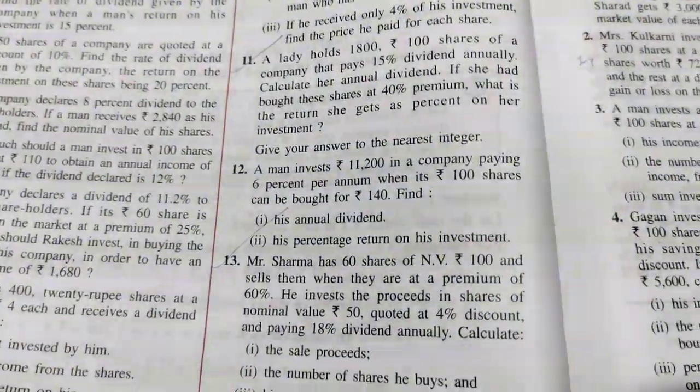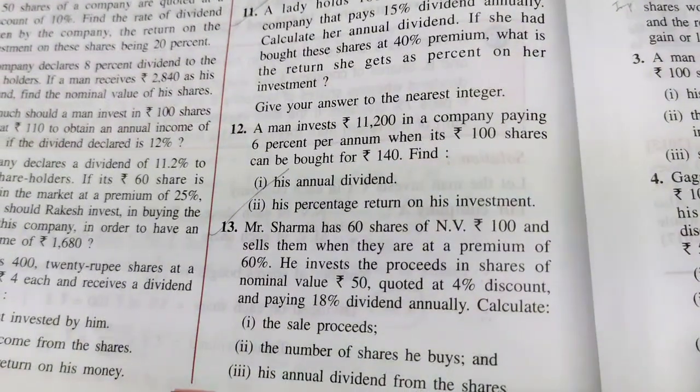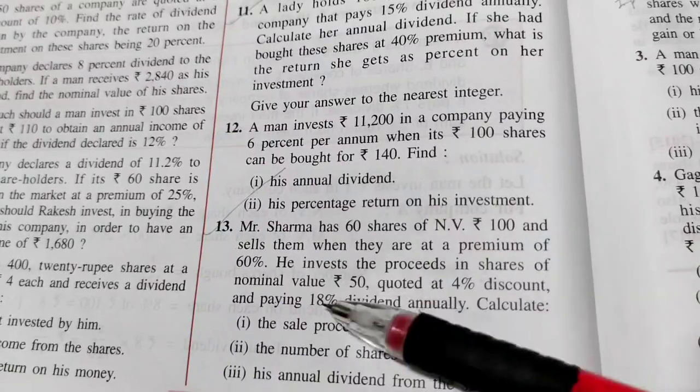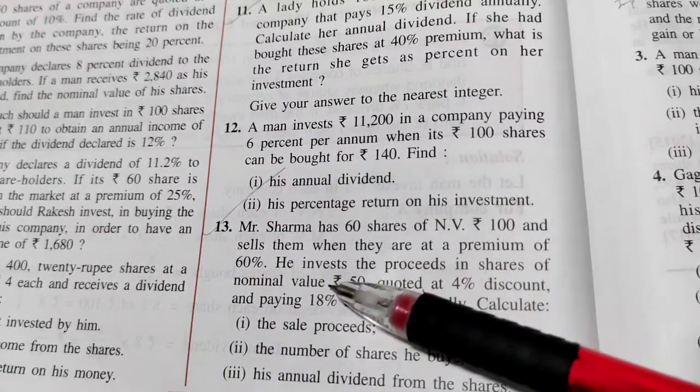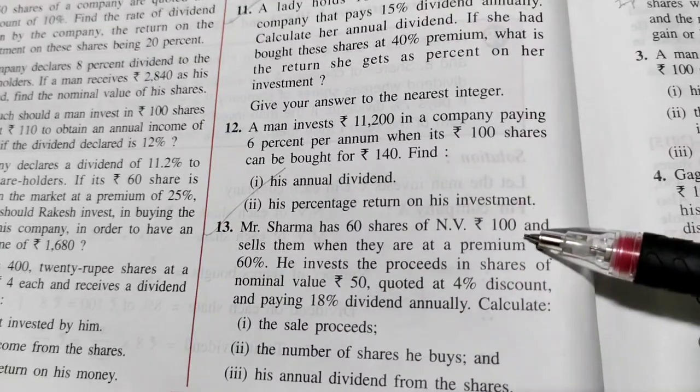Next, 13th sum. Mr. Sharma has 60 shares, that's number of shares, of NV rupees 100 face value, and he sells them when they are at a premium of 60%. So the selling MV is 160 rupees.